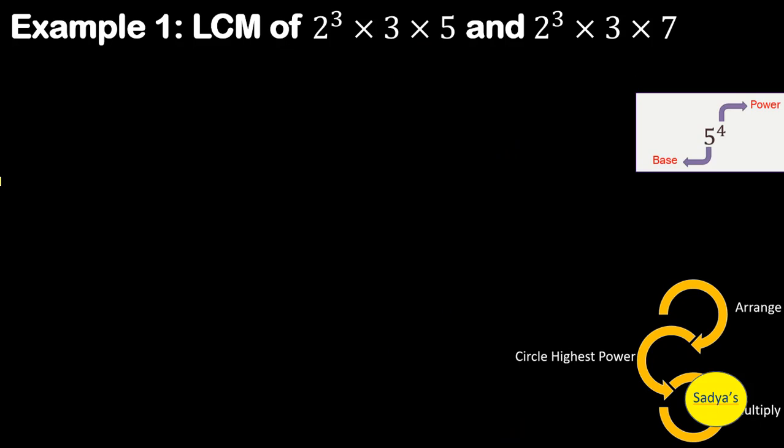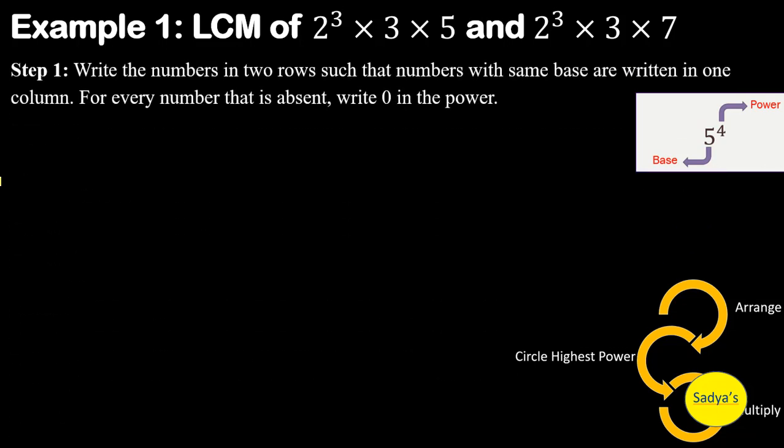If we have to find the LCM of 2 cube multiplied by 3 multiplied by 5 and 2 cube multiplied by 3 multiplied by 7, our first step would be to arrange. We will write the numbers in 2 rows such that numbers with same base are written in one column. For every number that is absent, we write 0 in the power.